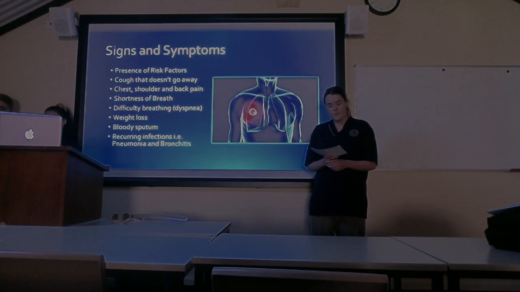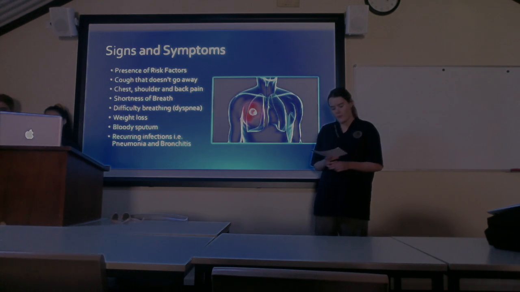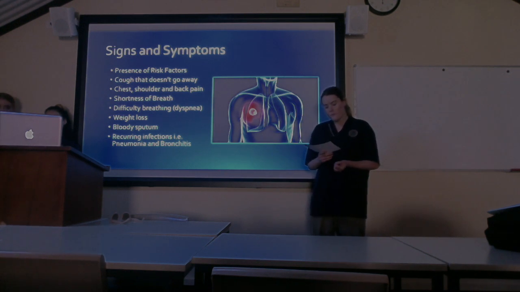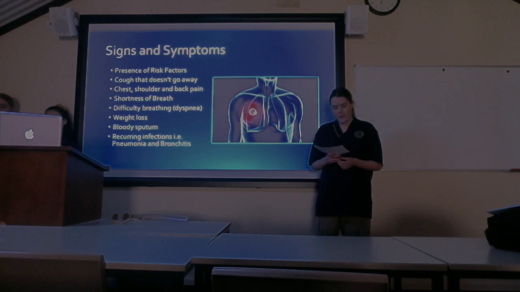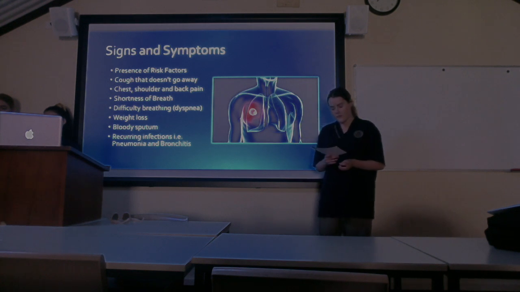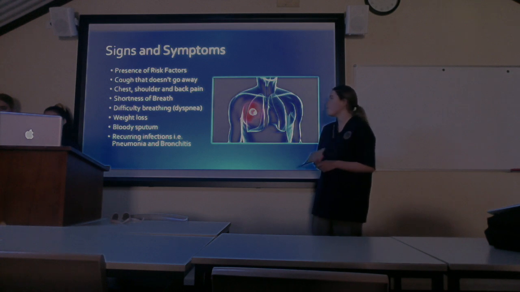So signs and symptoms: presence of risk factors, smoking or exposure to smoking, a cough that doesn't go away, a new or persistent cough, especially in current or former smokers, and chest, shoulder and back pain. Tumours within the chest are known to invade the space of the pleura or the cell wall. Shortness of breath and difficulty breathing occur in the majority of patients. Other signs are weight loss, bloody sputum in around 25% of patients, and recurring infections such as pneumonia and bronchitis.